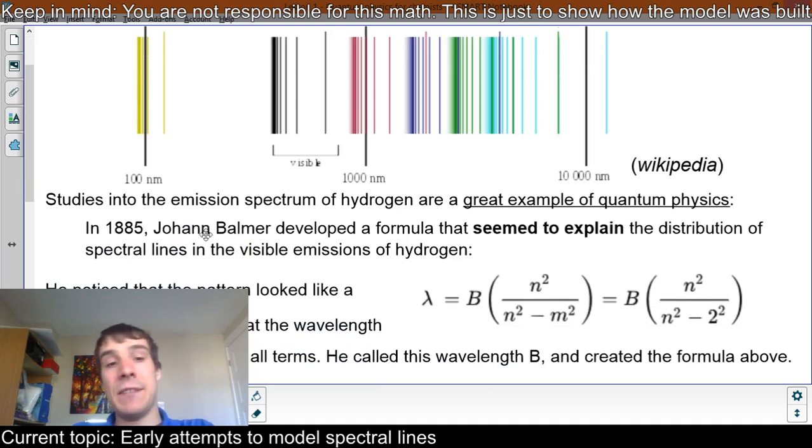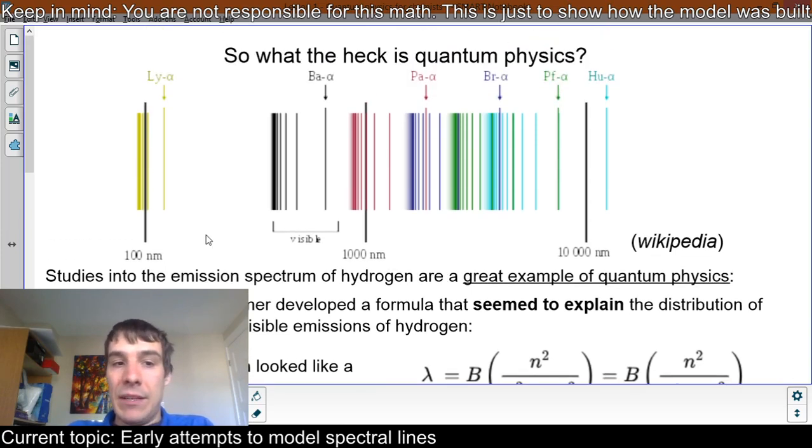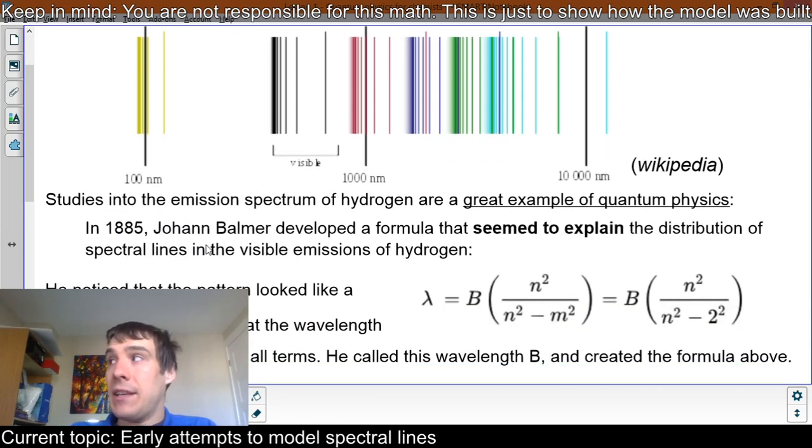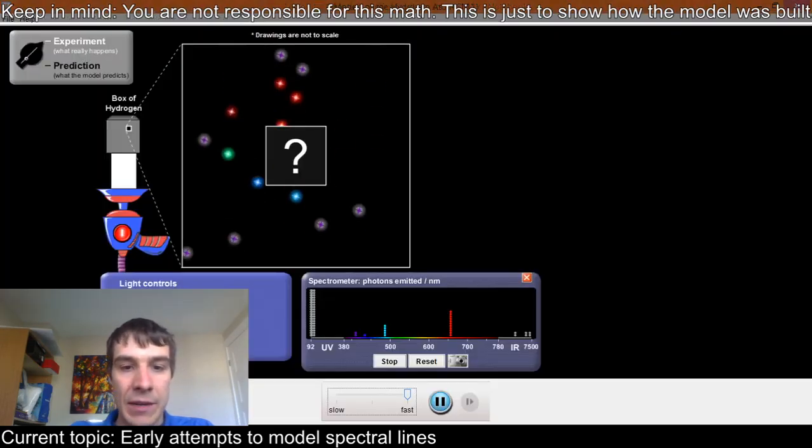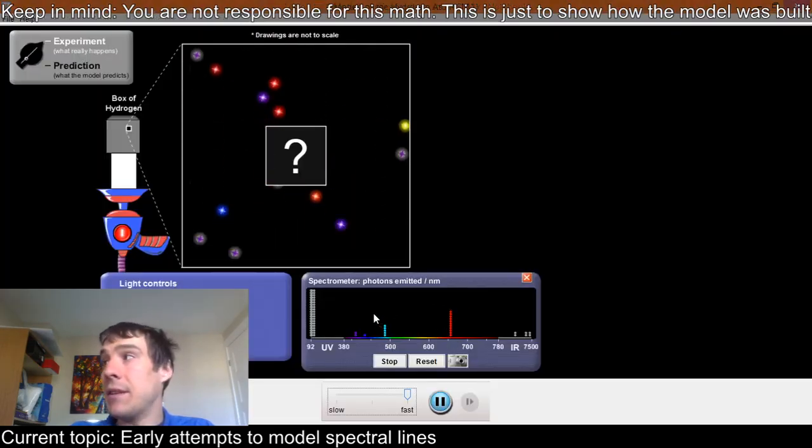Remember that they discovered these lines in the early 1800s. Even as early as 1815, they found 570 of them in the solar spectrum. But Balmer, more than 50 years later, developed this formula to explain these visible lines in hydrogen. These ones here look like a squared pattern, and if we go back over here, you can see them. They get closer together as we get towards the ultraviolet.